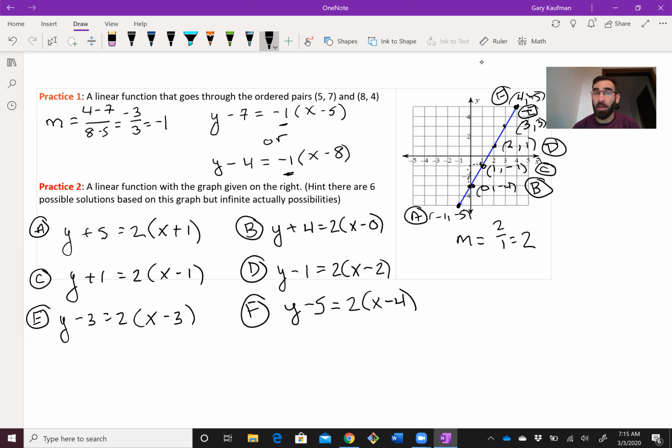Either would be correct. Now for practice 2, I counted the slope of 2/1, which is 2. And as you see, there are 6 different points that you could see nicely. It doesn't matter which of those 6 you would use, they all would have been correct. This is what's nice about point slope versus slope intercept form, because it's more just substituting in values versus having to find the y-intercept if we're not given it.